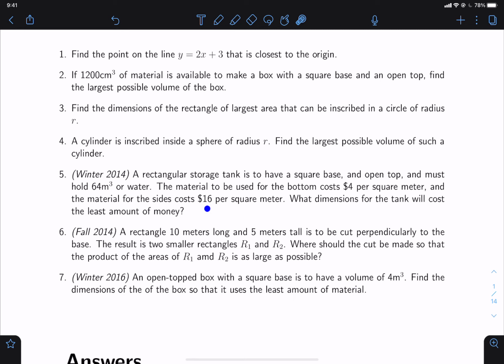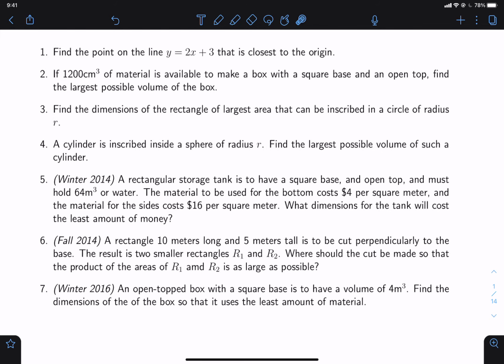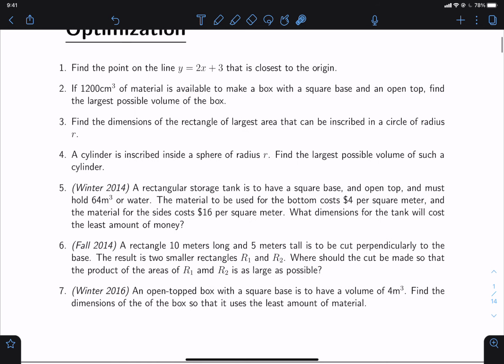In question 5, we needed to figure out the cost of both parts and then add them up. That was our cost function. But here, we only need to figure out the least amount of material that is used. So that is just the surface area being smallest, the least amount of surface area. Question 2, question 5, question 7, they're all the same. Okay, so now work it out.